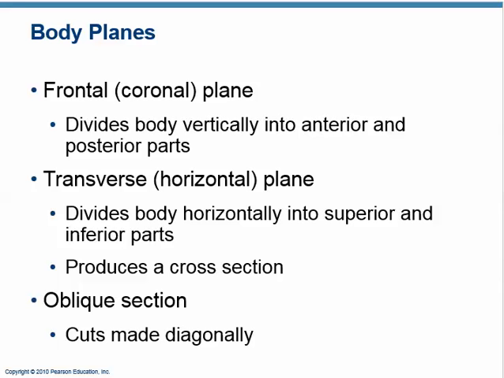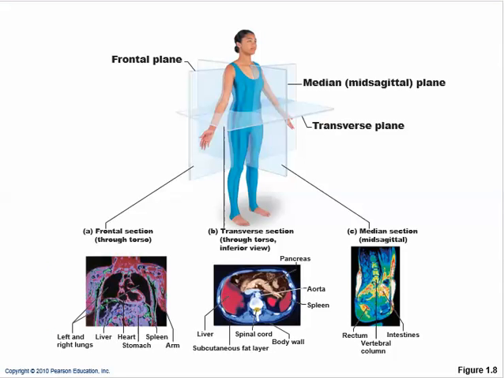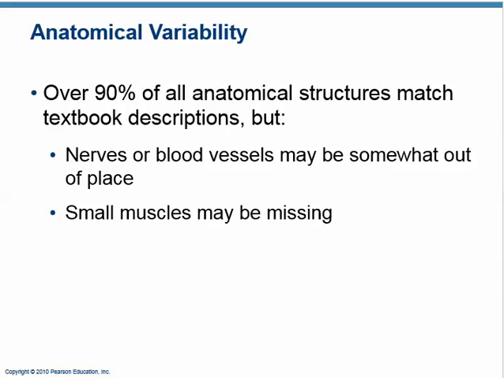Transverse divides you into superior and inferior, so it's a cross section, and you have to say what level it happens. Oblique sections we don't normally use because it becomes confusing. So here's a picture of it. We mostly use this terminology in imaging, CAT scans and things.